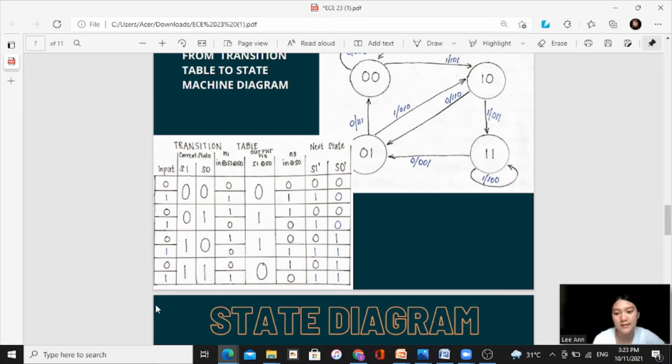And for the last state, which is 1, 1, if the input is 0, the output is 0, 0, 1, and its next state is 0, 1. So the arrow is going in this direction. And lastly, if the input is 1 in the current state 1, 1, the output is going to be 1, 0, 0. And the next state is back to itself, which is 1, 1. So that would be input 1, output 1, 0, 0.